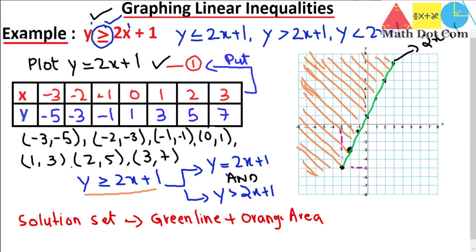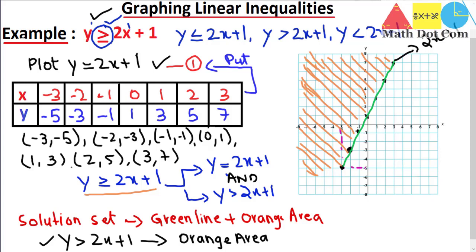In case we do not have the equality sign in the question, for example if we have y is greater than 2x plus 1, then the solution set will be just the orange area. The green line will not be included because there is no equality sign in this question. As the question we are solving has an equality sign, the points lying on this green line are included in the solution set of this inequality.